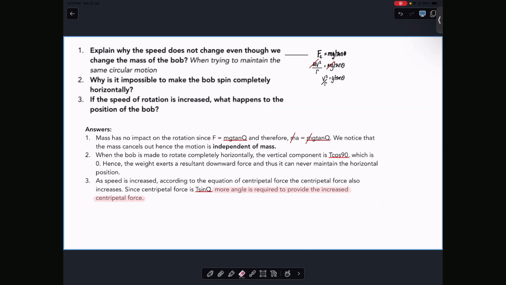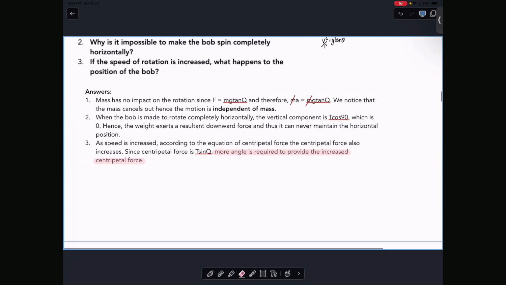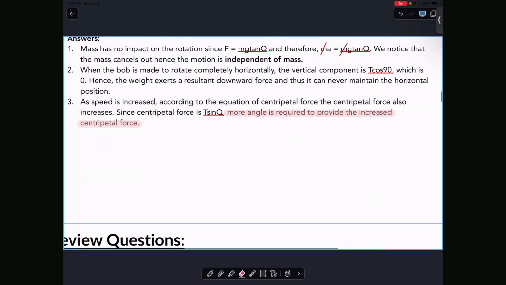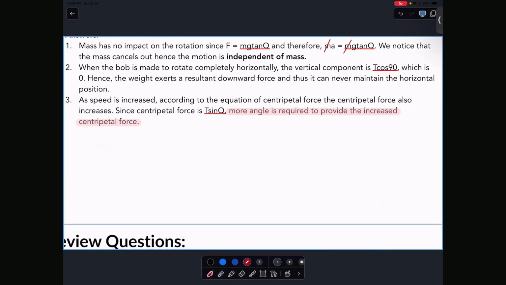If the speed of rotation is increased, what happens to the position of the bob? Yeah. So if you remember the scenario that we had, it was a pendulum bob like that. And there are a couple of forces acting here. So there was one force acting here, which was tension. And we broke tension down, right, into two components here. The two components we had were this one and that one.